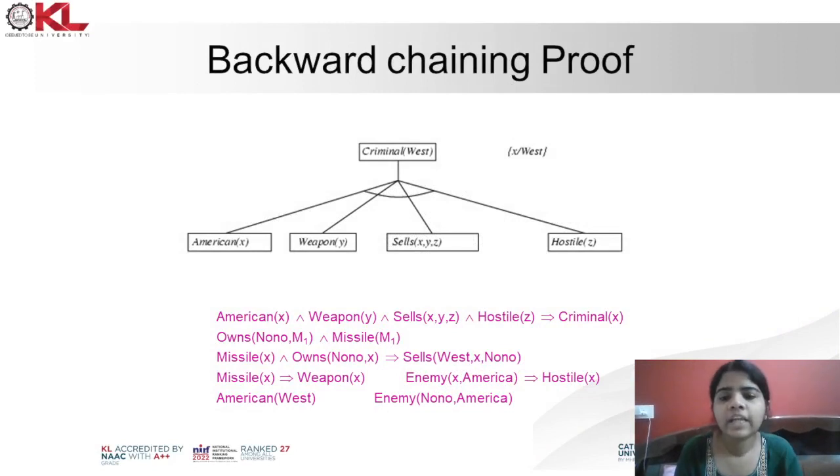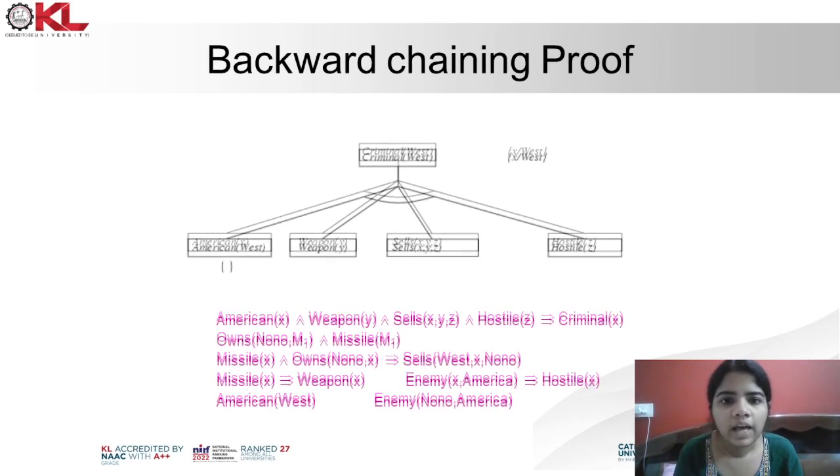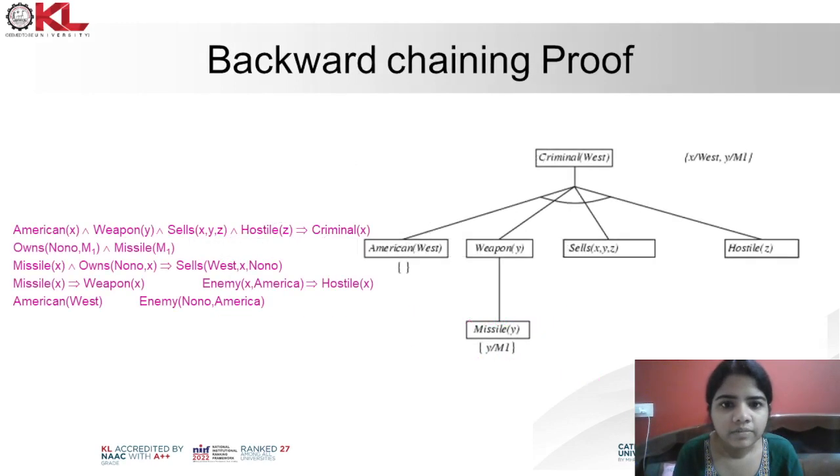So we can see on the right hand side we have criminal, and on the left hand side we have American, weapons, sells, and hostile. So we can see American has the weapons, who sells those weapons to the hostile. So we connect all these into the criminal. And then next, as these weapons are nothing but the missiles, we connect these weapons as the missiles.